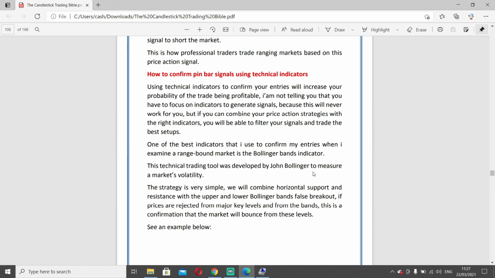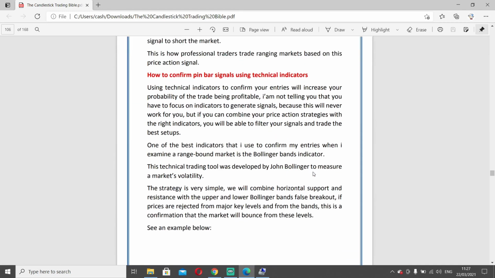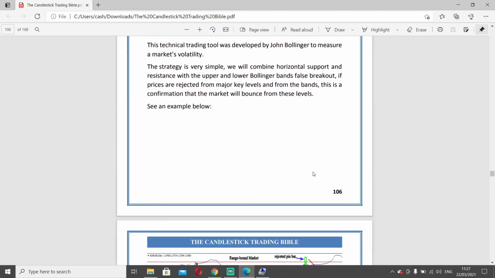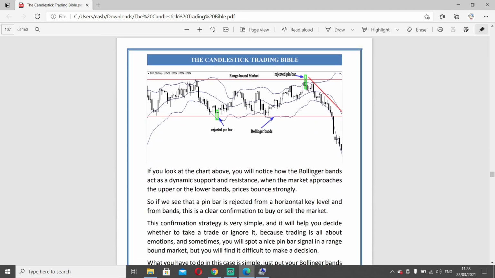This technical trading tool was developed by John Bollinger to measure the market's volatility. The strategy is very simple, and we will combine it with our price action to identify the best trading setups. If prices are rejected from a major key level and from the bands, there's a confirmation that the market will bounce from these levels. So let's look at the charts.